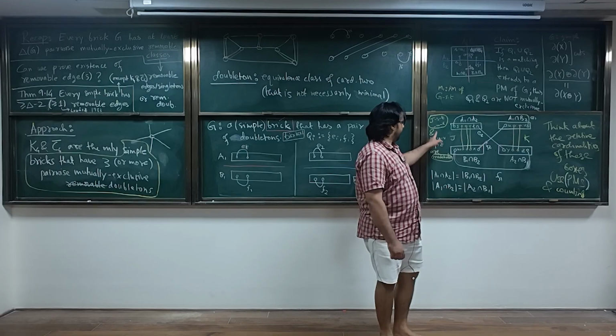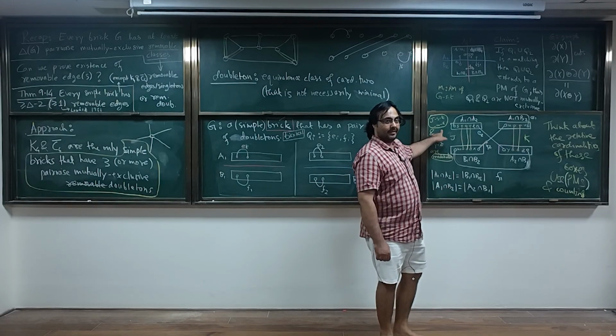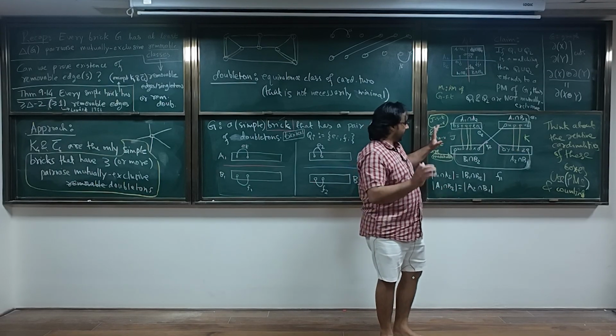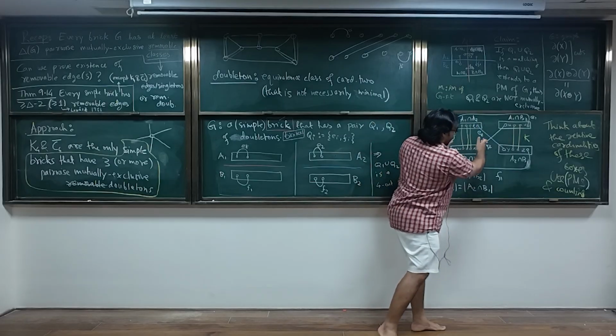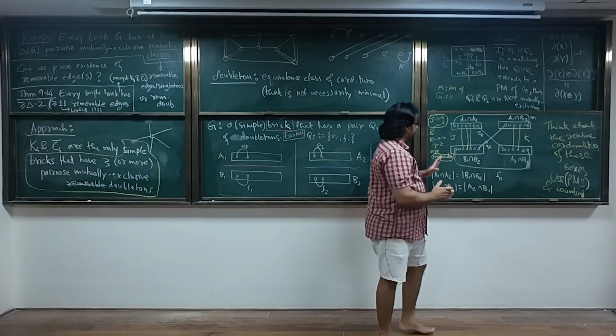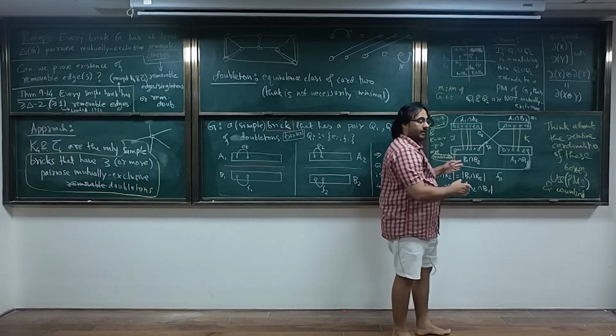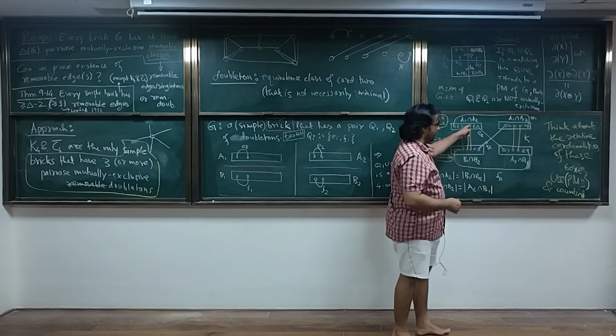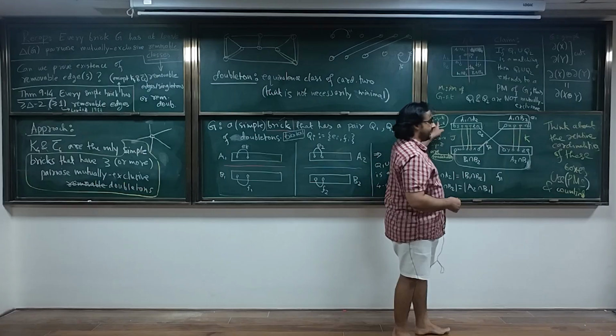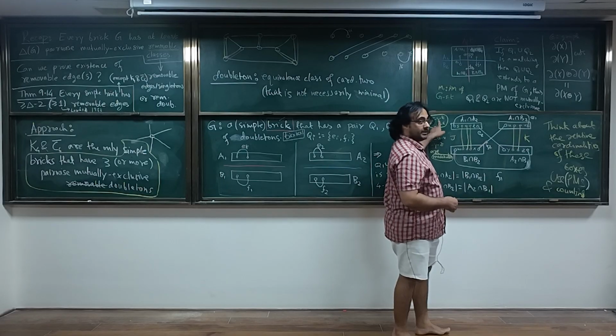Right? So do you agree that this graph has a perfect matching? I just took the restriction to the left side. If I take the restriction to the left side, I get exactly these three edges. I get a perfect matching of this graph. So this graph is matchable.